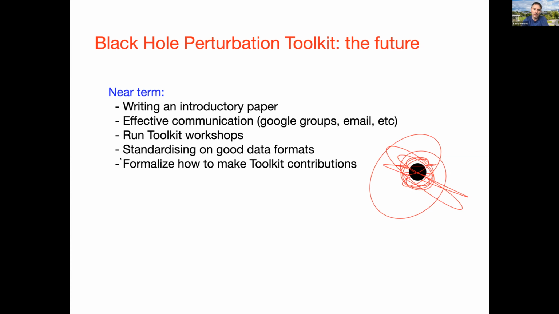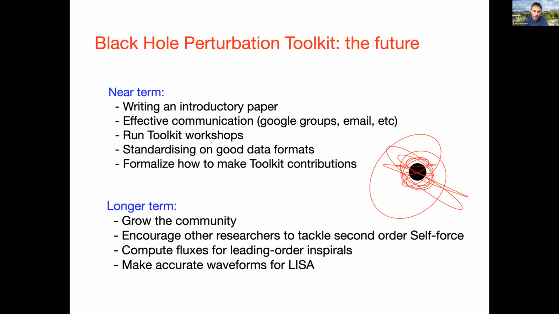And another thing we need to formalize a bit more is how toolkit contributions are fed back to us. Up until now, it's been a fairly ad hoc process where people have talked to some of the core developers and it's gone along from there. But I think we're at the point now where we're large enough that we need to formalize things a bit more. In the longer term, we'd like to see that community keep growing.